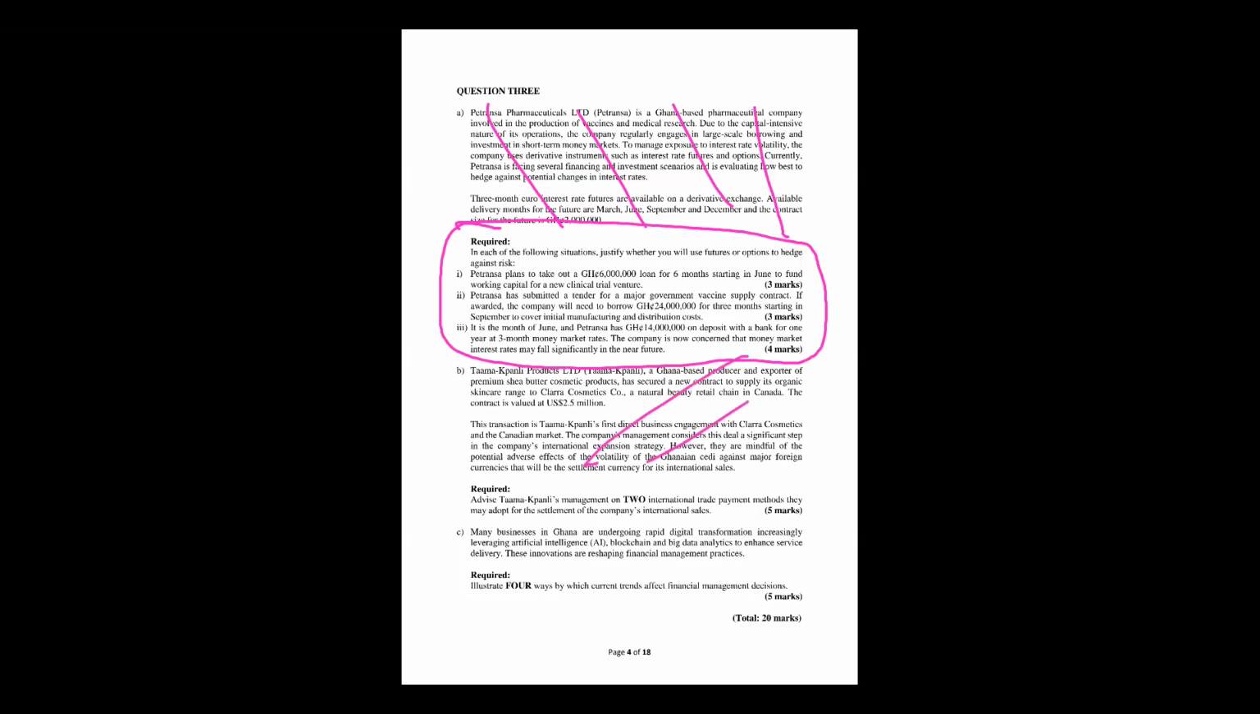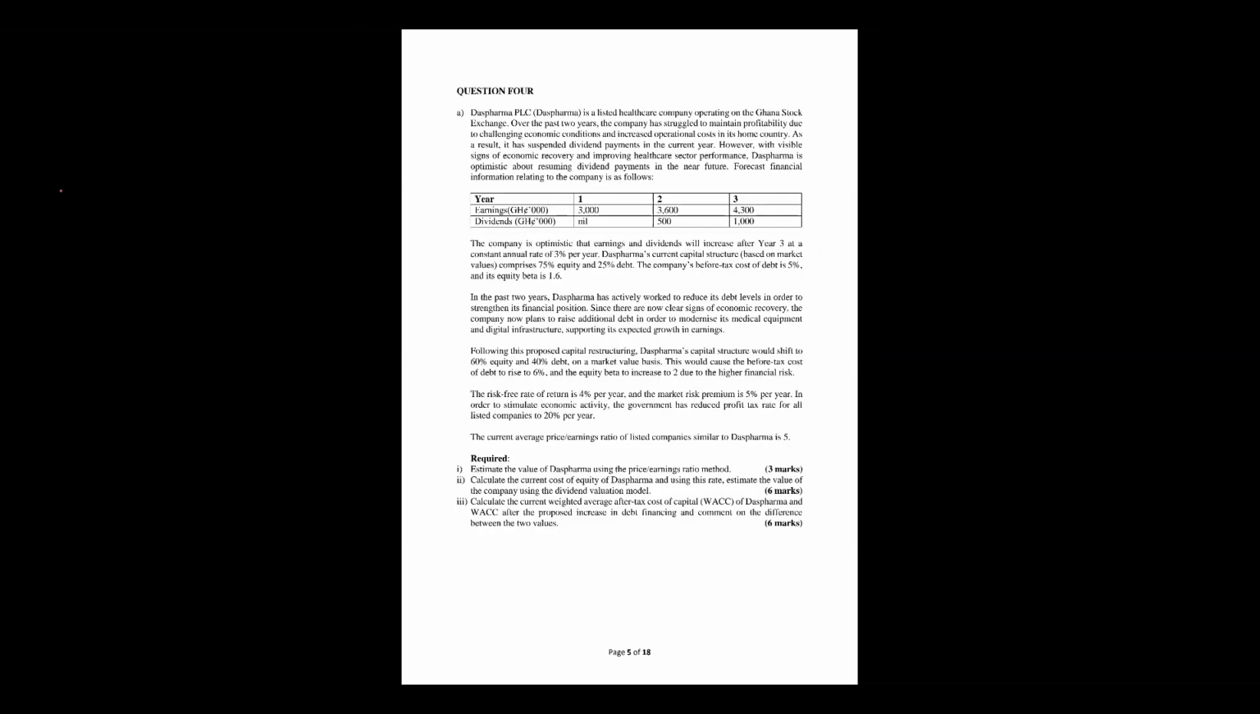The B, I'll not read all these. I'll come and read the requirement here. Advise management on 2 international trade payment methods they may adopt for the company's international sales. 5 marks. Here, illustrate 4 ways by which a lack of current funds affects financial management decisions. It's also theory. This is also theory. Are you getting it? So in all of this question 3, the entire question is 20 marks. They are all theories. So if you've been able to read your theories very well, you should be able to write something here. Okay, let's go to the next one. So you could see, now I can even determine what I'll solve without even reading the whole question.